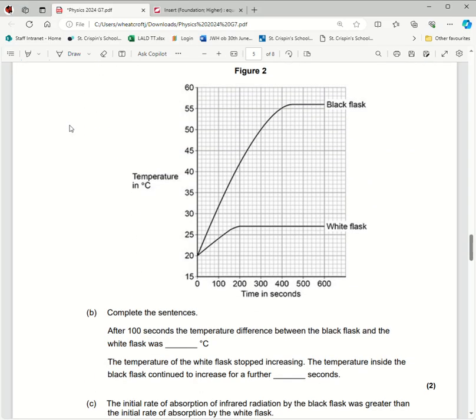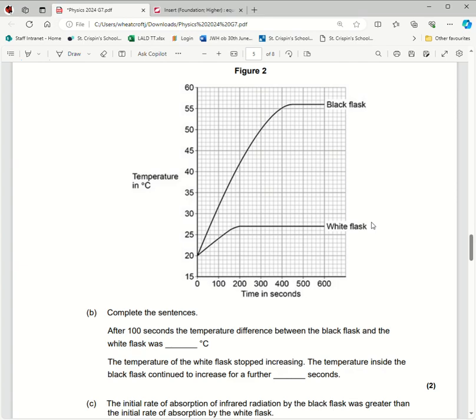Alright then, we've now got some data from that experiment where we have the time in seconds along the x-axis and the temperature in degrees Celsius on the y-axis, and we've got a line on the graph showing the black flask and another line showing the white flask. We've now got to pull some data from this graph.